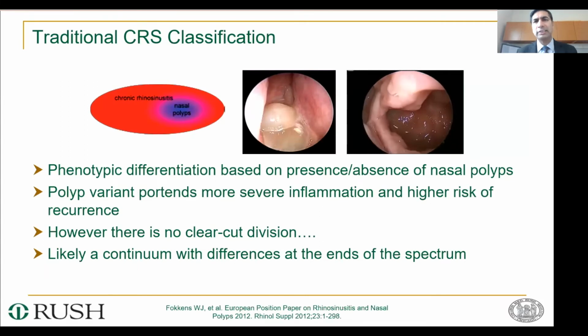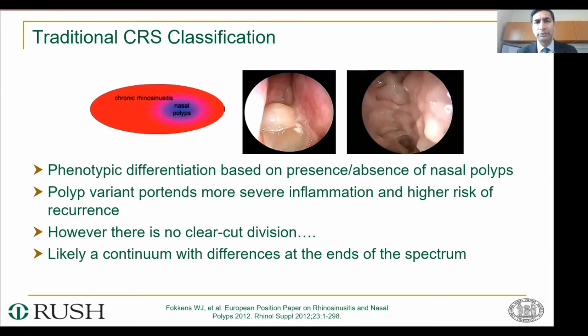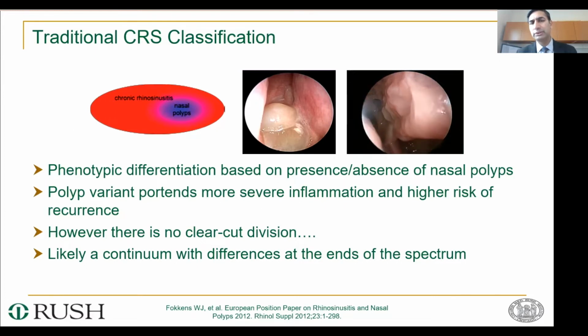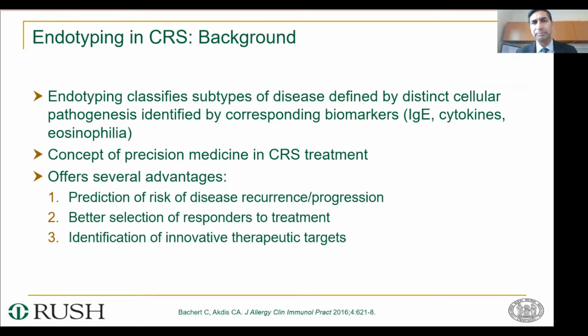So, as I had mentioned earlier, the traditional phenotypic differentiation is based on presence or absence of nasal polyps. And we know that the polyp variation portends perhaps more severe inflammation, higher risk of recurrence, but we know there isn't just a clear-cut division between the polyp and the non-polyp patient, and it likely represents a continuum with some phenotypic differences at the end of the spectrum.